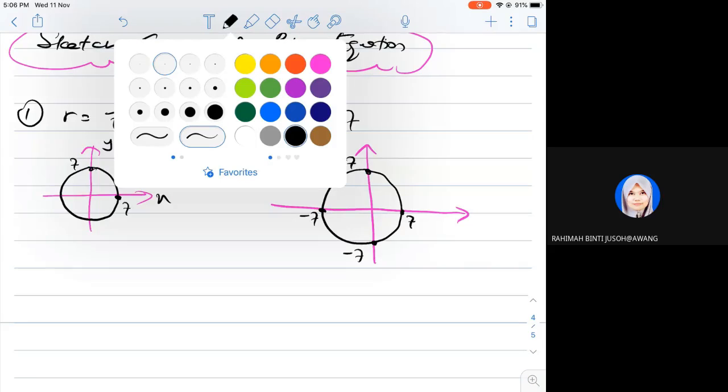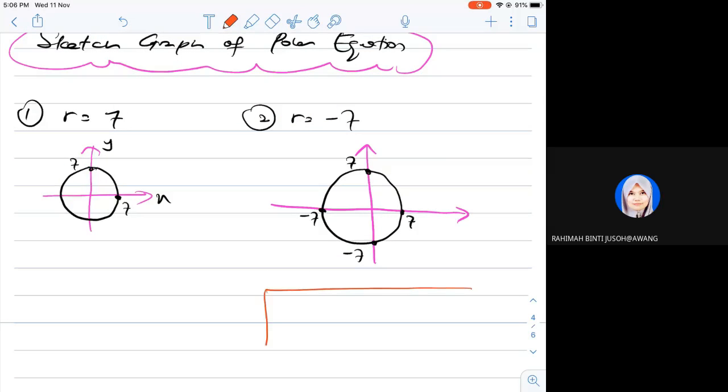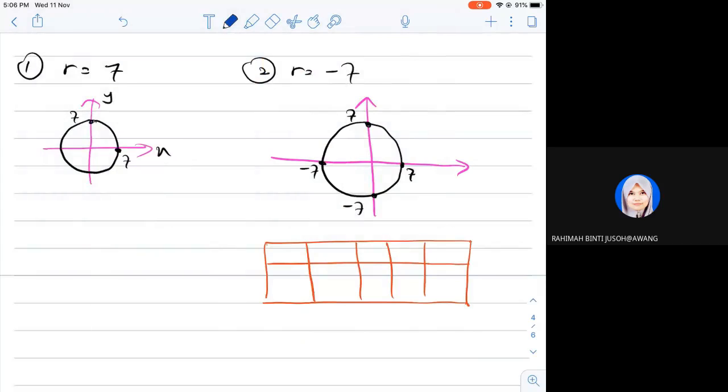Let's say I explain through a table. We have a table like this. This is the angle, theta, and this is the radius. Theta equals 0, pi over 2, pi, 3 pi over 2. Theta equals 0 is somewhere here, right? Yes, this line is theta equals 0. So now we have negative radius.